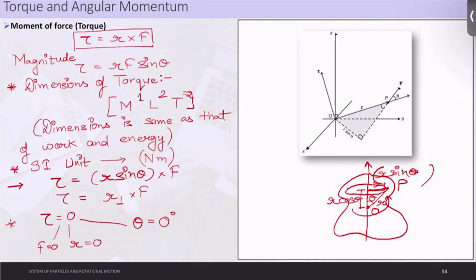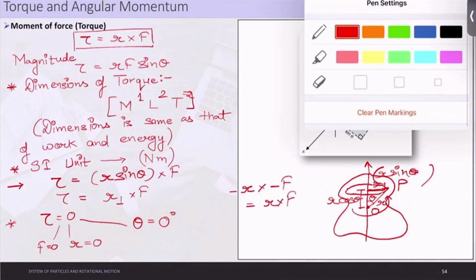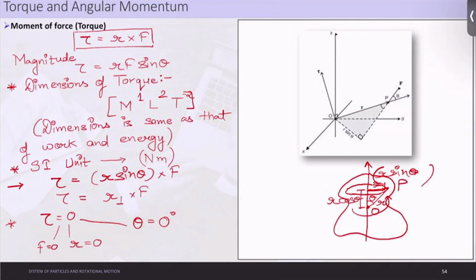So properties of the vector product of two vectors apply to it. If the direction of f is reversed, then the magnitude of r cross f will also reverse, so the direction of the moment of force is also reversed. If the direction of both r and f is reversed, the direction of the moment of force is the same, because minus r cross minus f is basically equal to r cross f. So the final conclusion is that as it is a vector product, it will follow all the properties of the vector product.